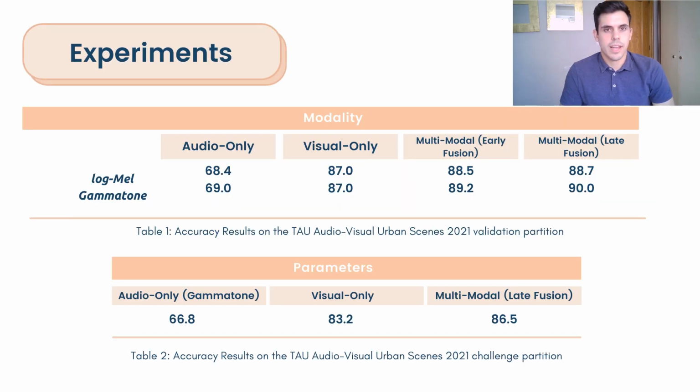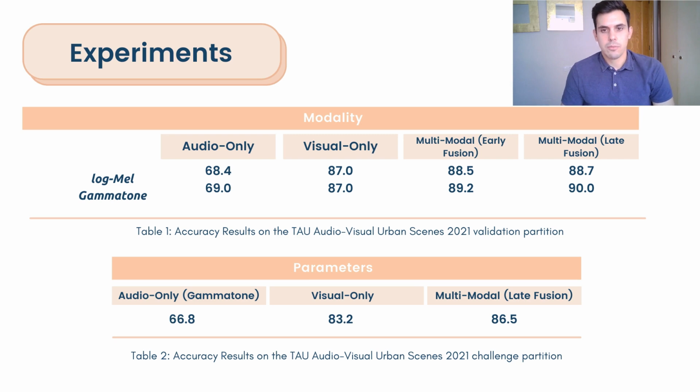The results obtained are as follows. Regarding the audio module, the representation based on gammatone filters performs better than the one based on Mel filters. On the other hand, the visual module shows a high performance with 87% accuracy in the development stage. The fusion of both modules improves the performance of the system, as intended in these tasks. It improves the accuracy by 2% when the fusion is performed at an early stage and by 3% when it is performed at a late stage.